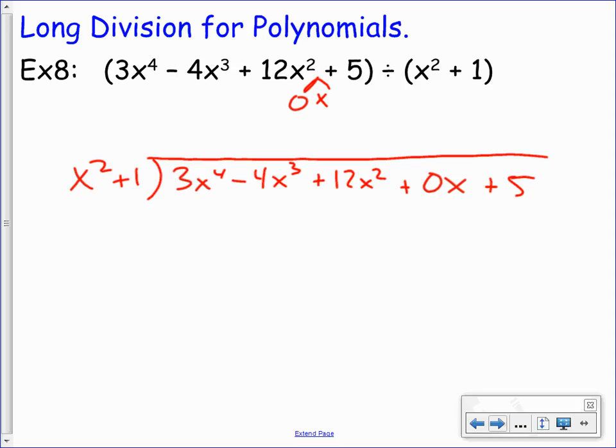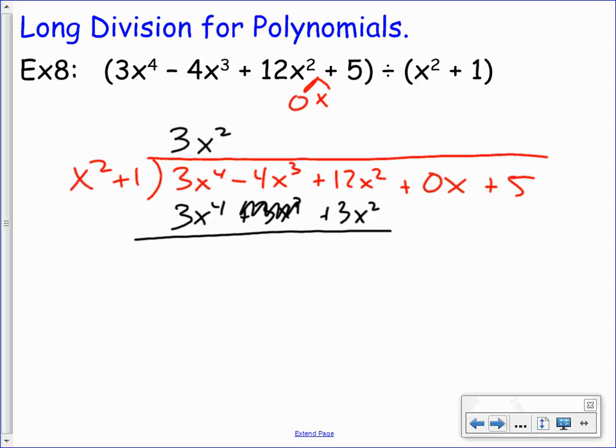3x squared. 3x squared times x squared is 3x to the fourth. 3x squared times 1 is 3x squared. Subtract. Negative 4 minus nothing. You have to bring down that negative 4x cubed because it doesn't have a cube to match with. 12 minus 3 is 9x squared.